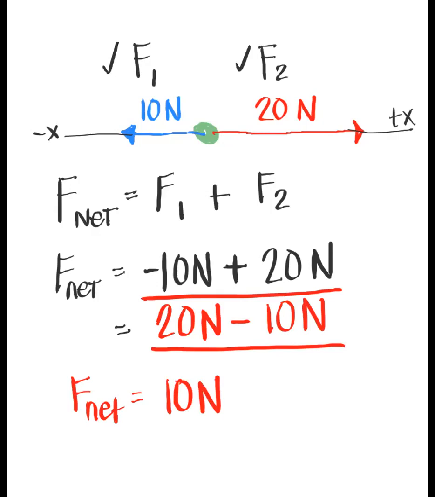Now, balanced or unbalanced? This will be balanced, right? You have balanced, unbalanced, I'm sorry. You have unbalanced. And then will this affect the object's motion? Yes, it will. If it's initially moving, it will go faster towards the right. If it's not moving initially, then it will start moving towards the right.